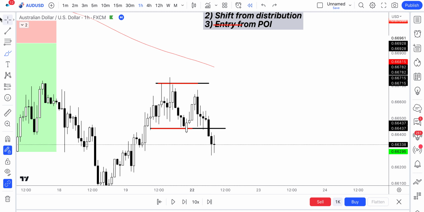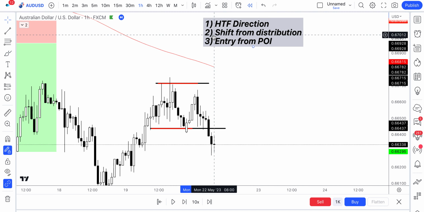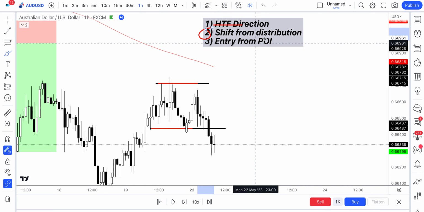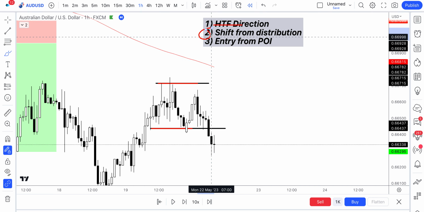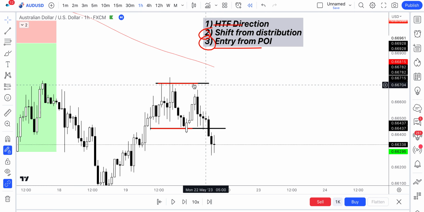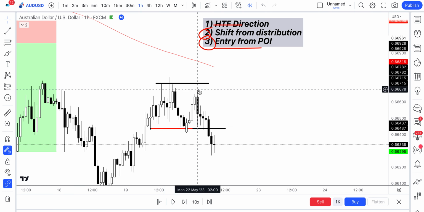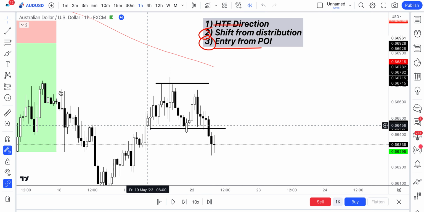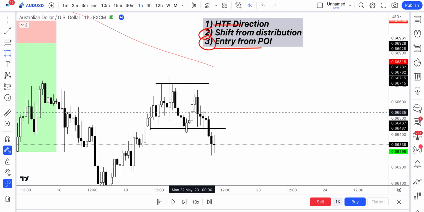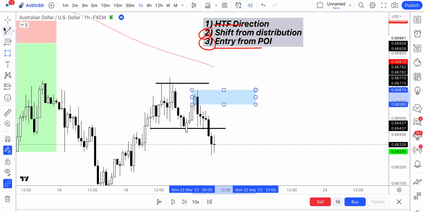So we have our higher time frame directional bias. We now have our shift. Number 2, our shift from our distribution. And number 3 is simply our entry from our POI, which in layman's terms means point of interest. Okay, and our point of interest is where the smart money concepts come in, because we mark this on as the last up candle before the strong move to the downside.